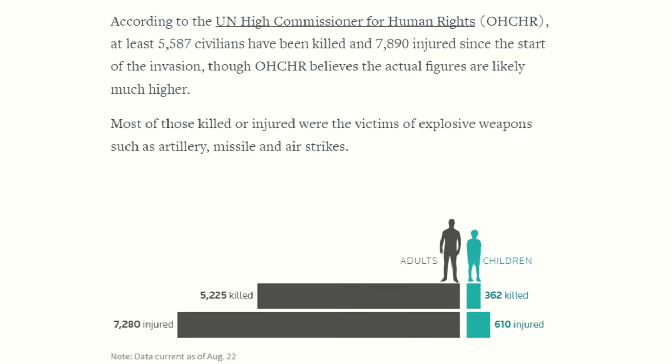The United Nations are providing statistics on the number of civilians who've been killed or injured during this conflict. And of course, these figures are always going to be out of date whilst this conflict continues because there are more deaths and more injuries happening on a daily basis. As of the 22nd of August, it was reported that 5,587 civilians had been killed, and that figure can be split into 5,225 adults and 362 children. Most of those killed or injured were the victims of explosive weapons such as artillery, missile and airstrikes. In addition to the deaths, there have been 7,280 adults and 610 children injured as part of this conflict.